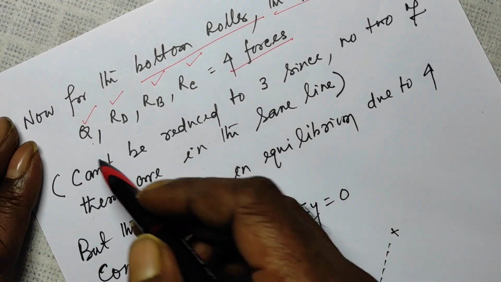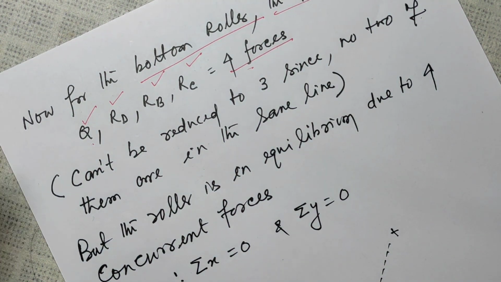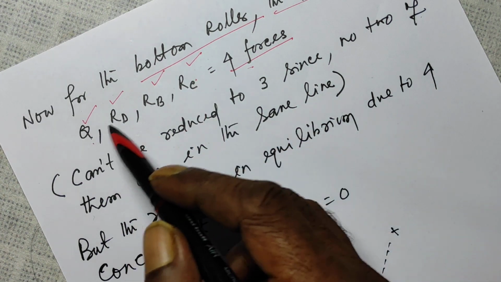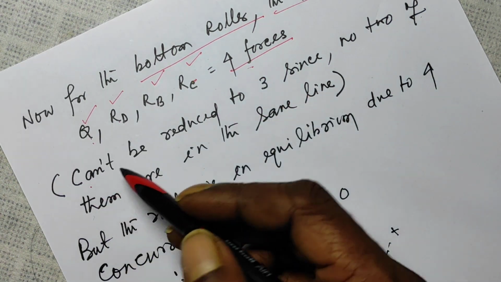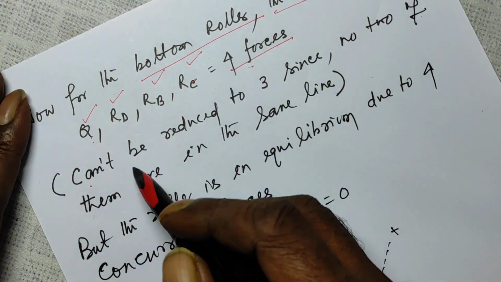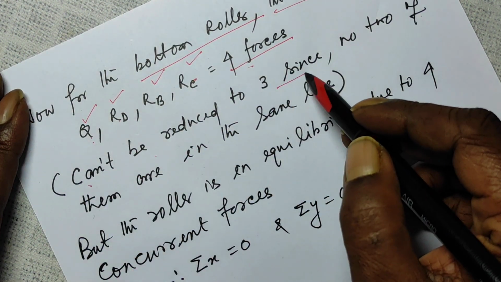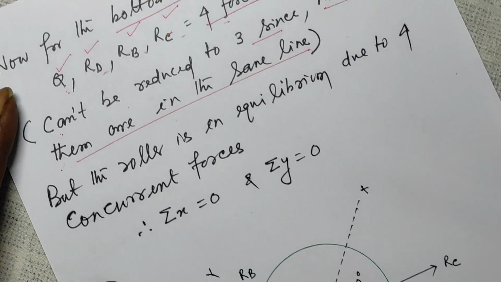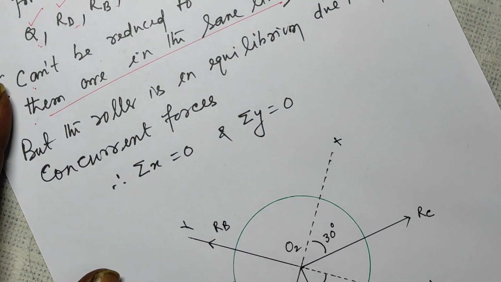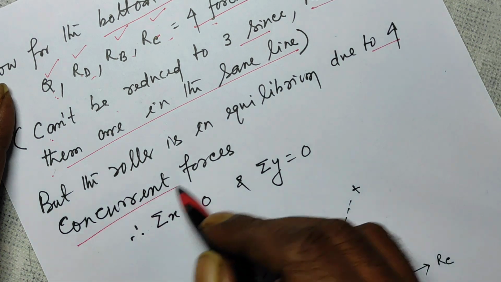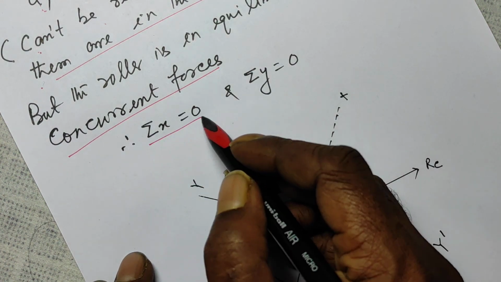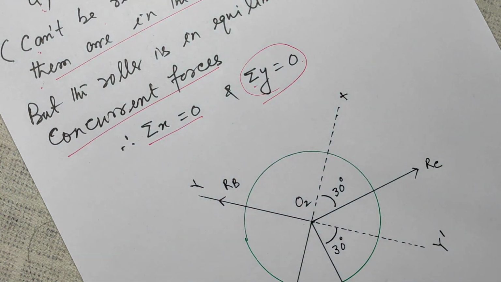So the bottom roller is experiencing these four forces, and I cannot apply Lami's theorem. If there are four concurrent forces, I have to reduce them to three forces. But no two of these four forces are in the same straight line, so they can't be reduced to three. But the roller is in equilibrium due to four concurrent forces, which means the sum of the forces along the x-axis, sigma x, should be 0 and sigma y should be 0.